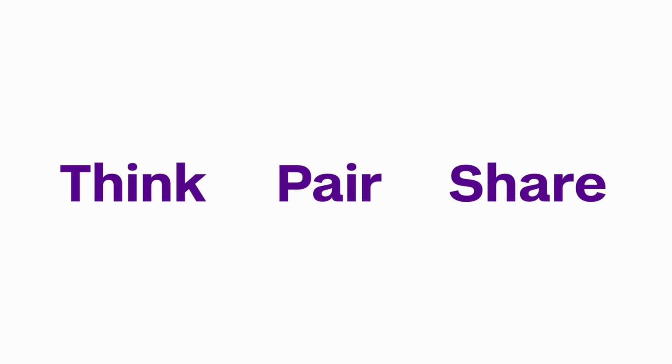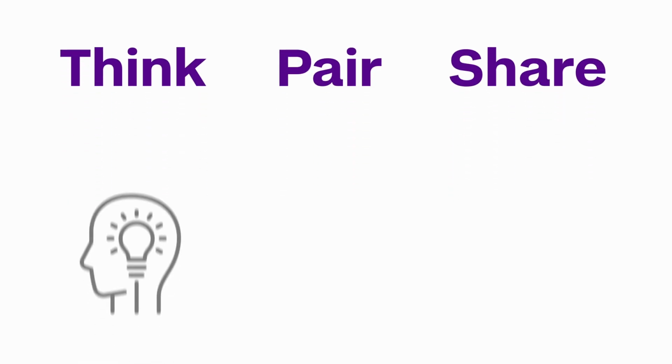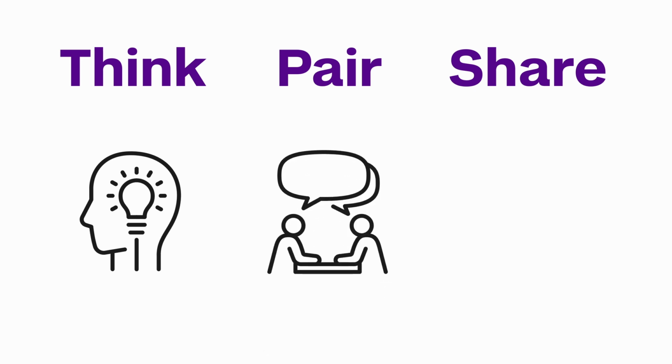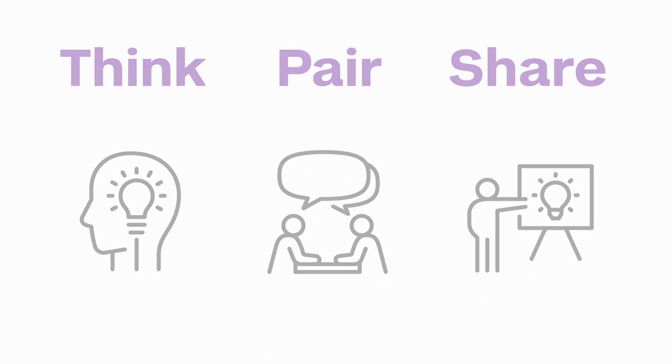Think, Pair, Share is a simple, low-tech activity you can facilitate in class with minimal preparation. The activity asks students to think of an answer to a question and discuss their answer with a partner before sharing it with the rest of the class.